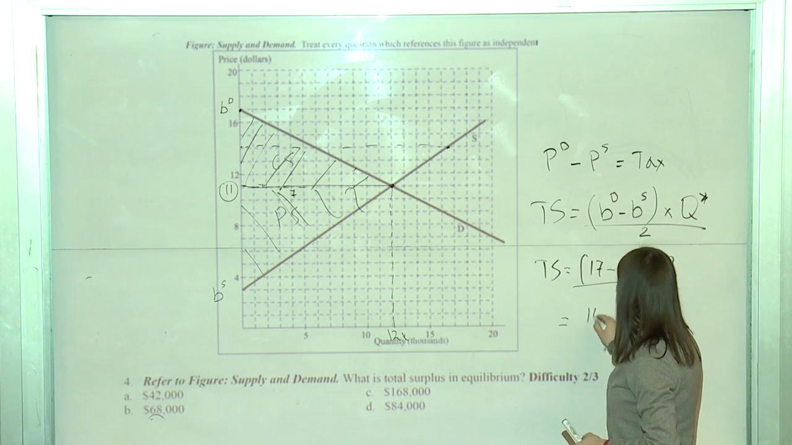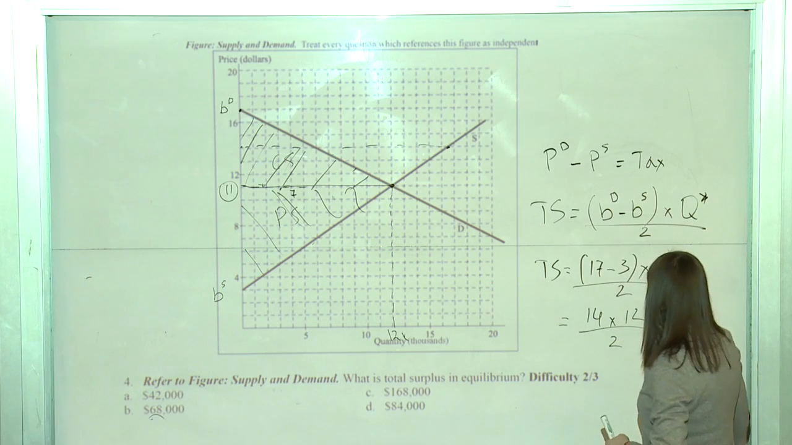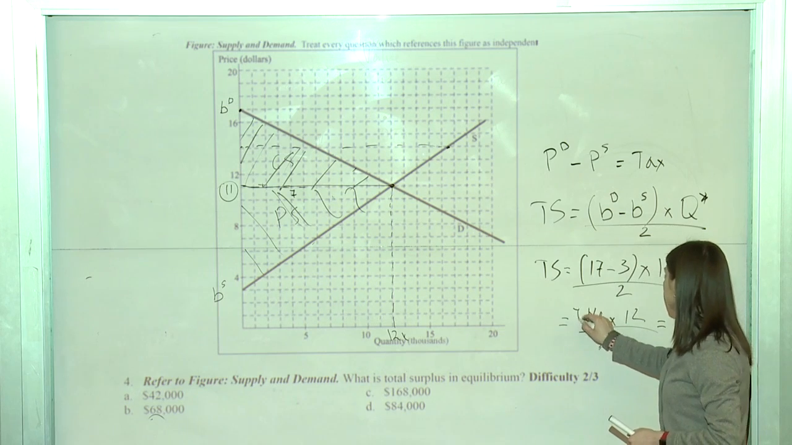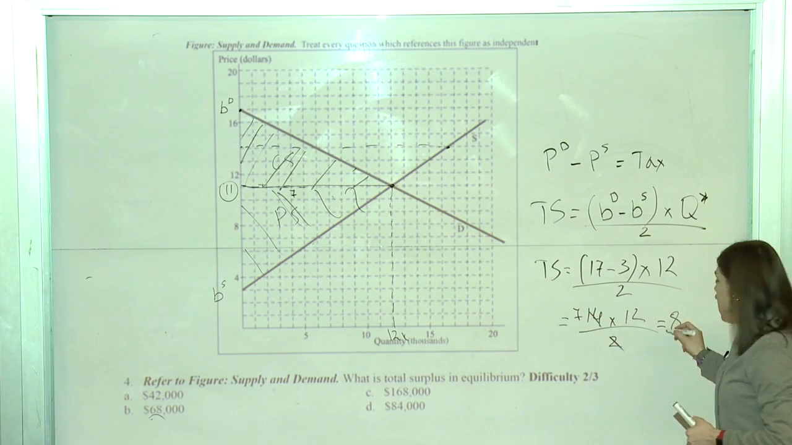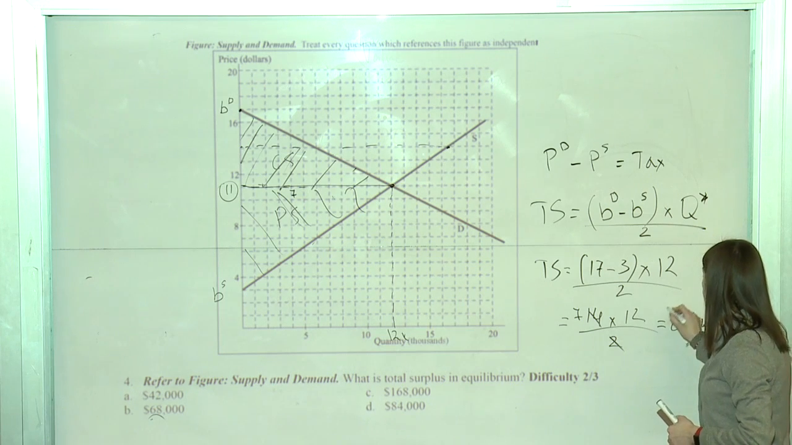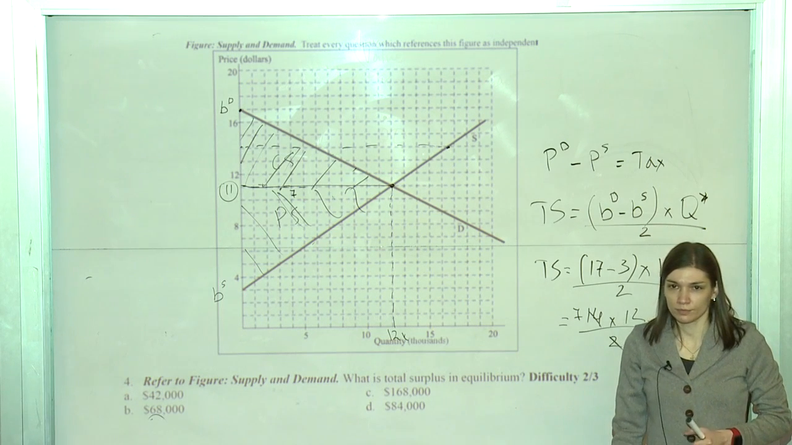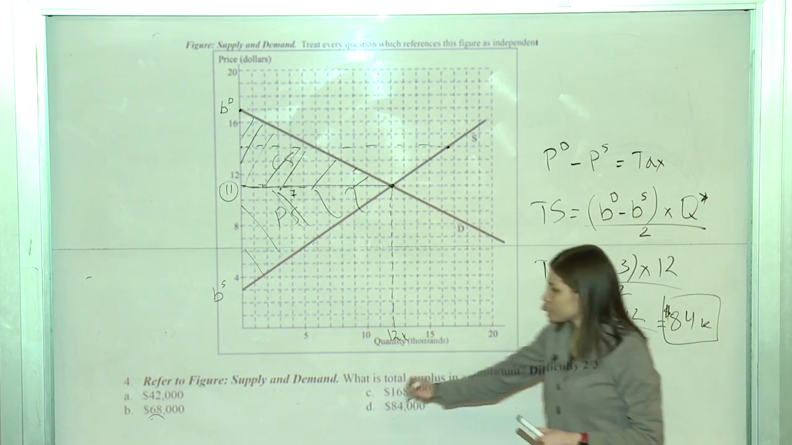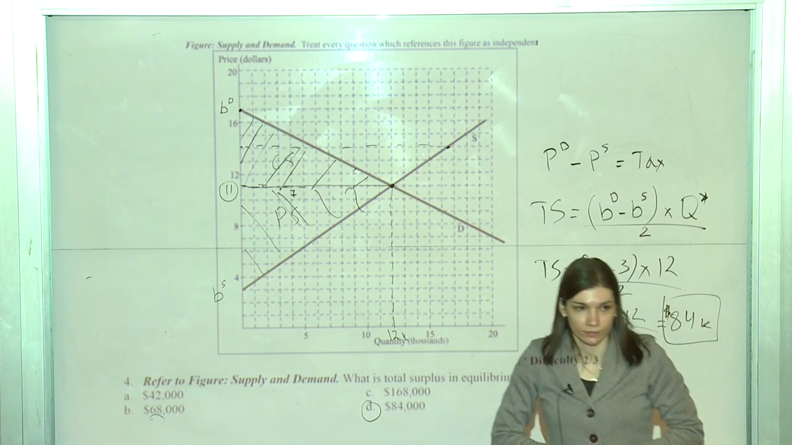So what is it? 14 times 12 divided by 2. 7 times 12, 84, right? And then quantity is in thousands, so it's 84,000. Okay, any questions? All right, so answer D in this case.